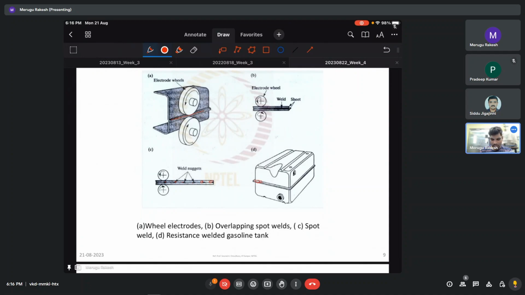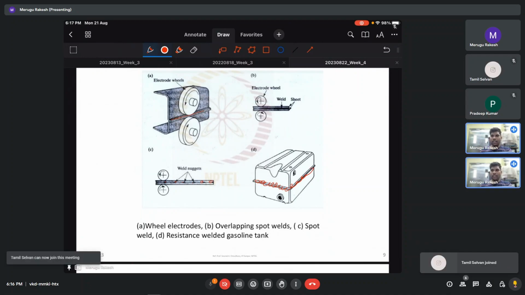This edge is welded by this seam welding. Okay, resistance seam welding. Then let us move on.